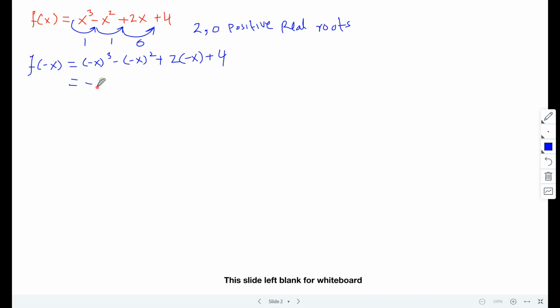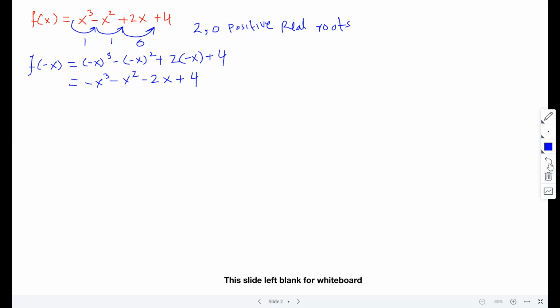So it's negative x to the power 3, and minus x to the power 2 will become positive because the power is even. So negative times positive is negative, so the outside minus sign will make it negative. Plus times minus is minus 2x, and plus 4 will come in its place.